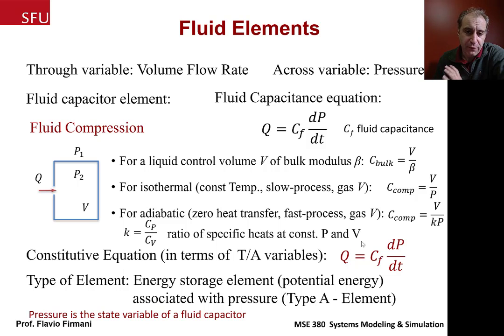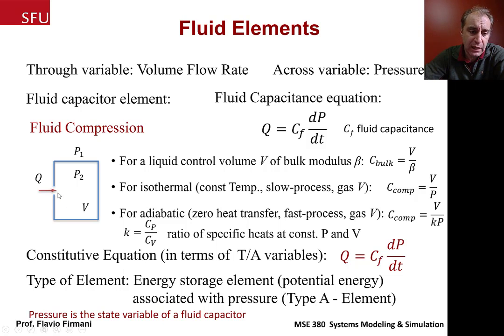We still have volume flow rate as our through variable and pressure as a cross variable. The equation for capacitance, and this is going to be the same for all of them, is given by this equation: the flow rate is equal to the fluid capacitance times the time derivative of the pressure with respect to time. And this is an example of pure fluid compression.